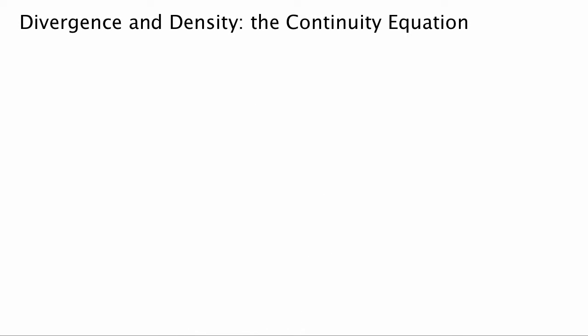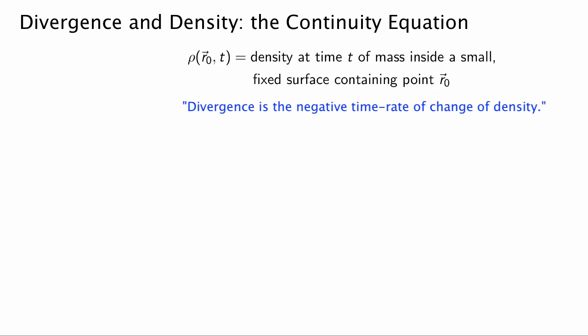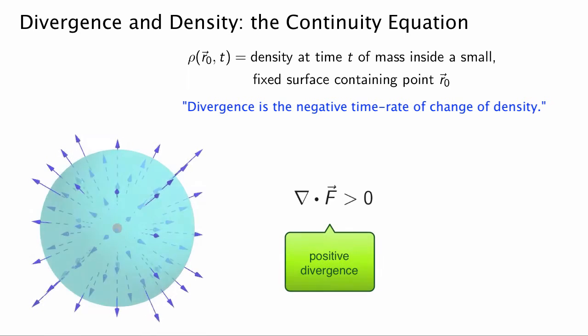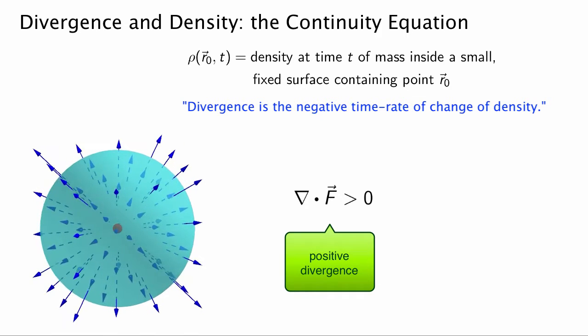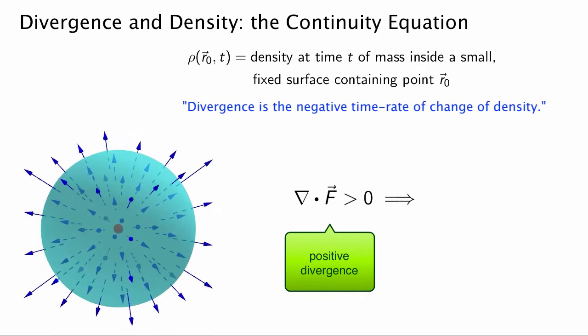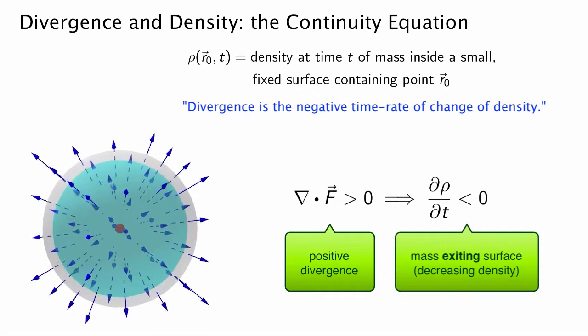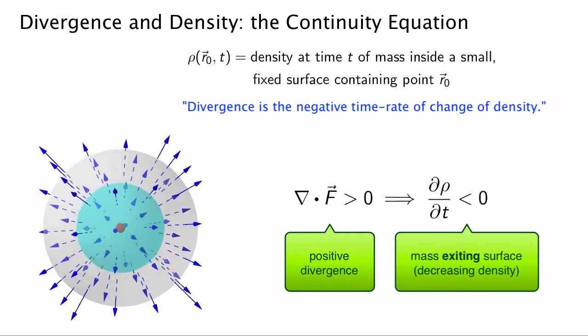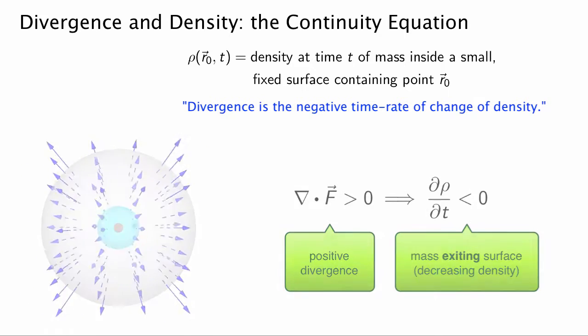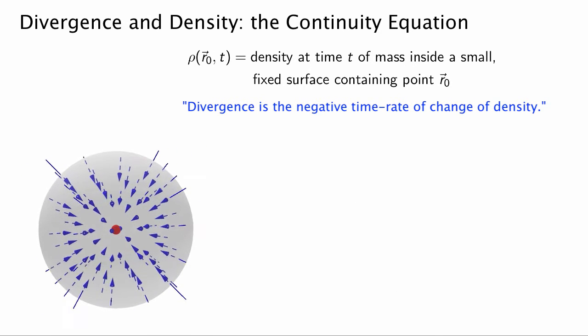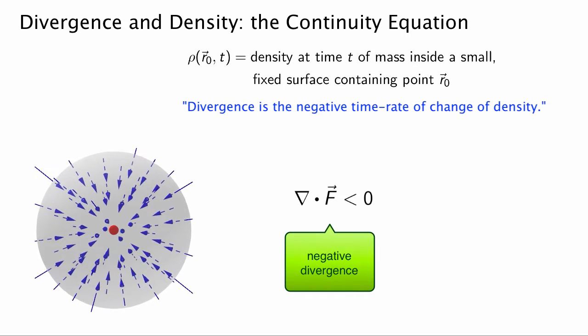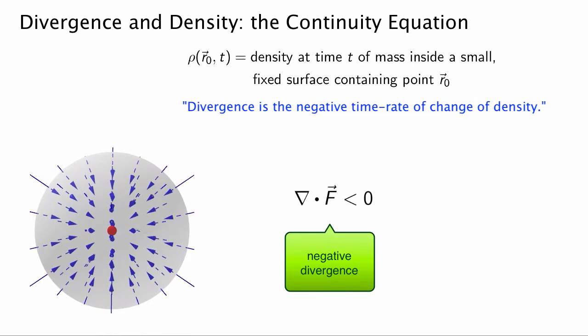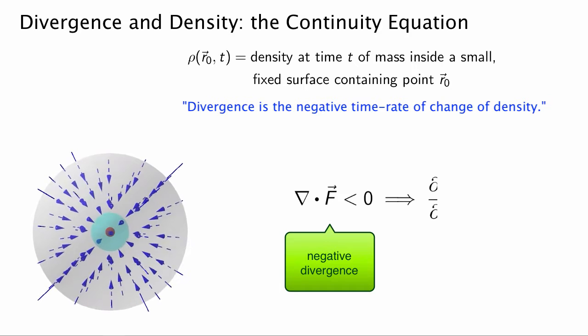Physically, the divergence can be characterized as the negative rate of change of the density, or concentration, of mass in a small surface of constant volume around a specific point. If the divergence of the field is positive, then the field is, on average, pushing mass out of the surface, decreasing the density of the contained mass. Conversely, if the divergence of the field is negative, then the field is on average pushing mass into the surface, which increases the mass density.